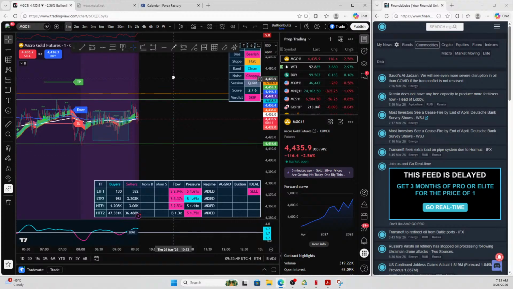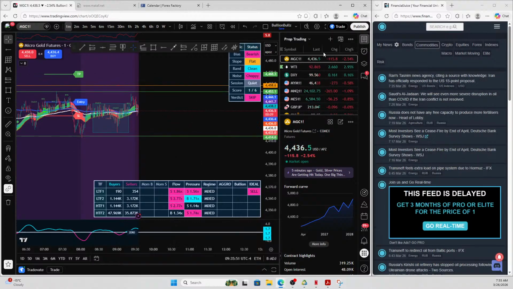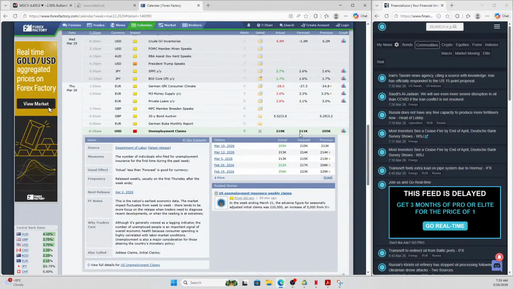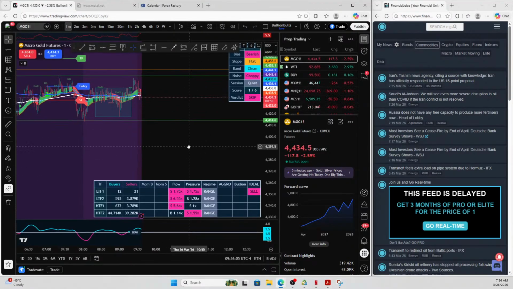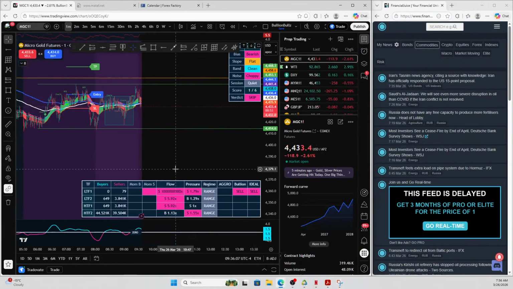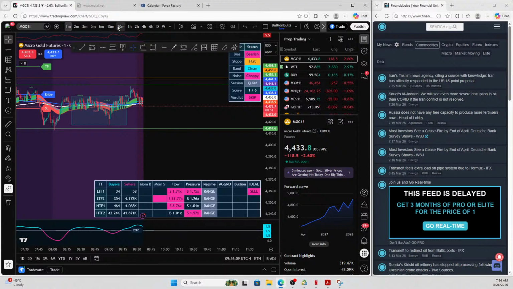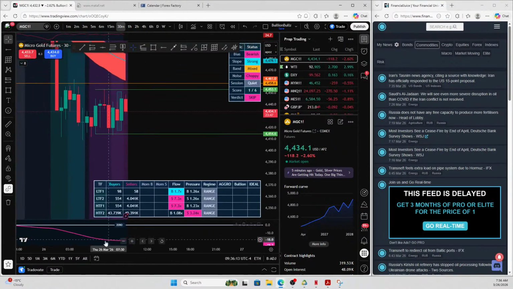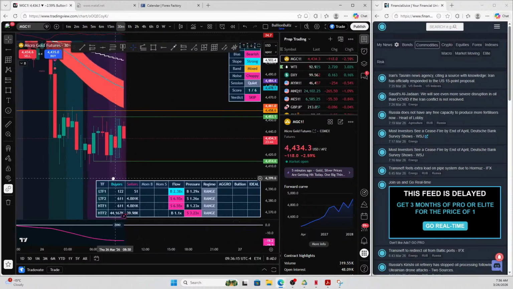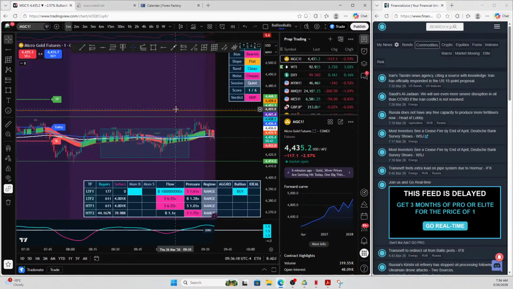If we look at that, right? Oil is going up, dollar is going up, unemployment claims are less than the forecast. So that means it's good for dollars. So we should expect gold going down. So everything is pointing towards the sell. 30 minute is pointing towards sell on the bias side. Now quickly, let's go through our structure.